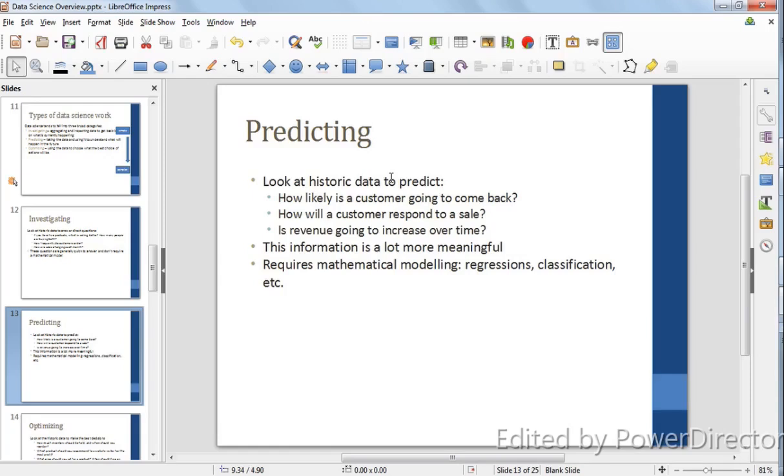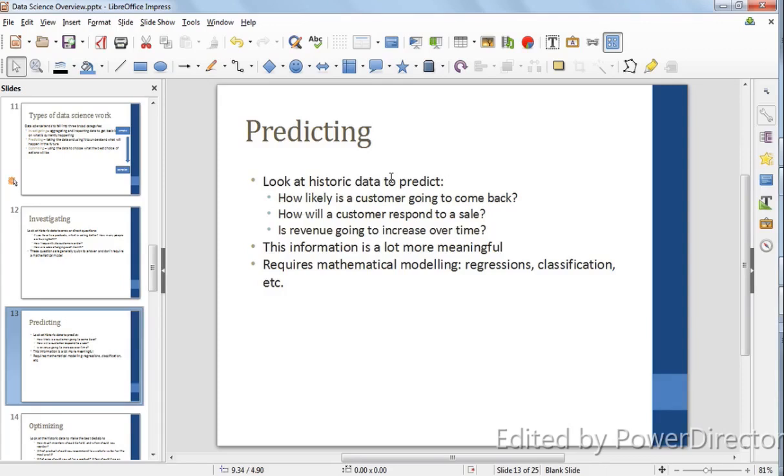One is regression, where you predict some numerical value, and the second is classification, where you have 2 groups or 3 groups, and you try to classify whether the revenue is going to increase, yes or no. So this is a classification problem. Similarly, how will a customer respond to a sale? Whether he will respond yes or no, or whether he will accept or not accept.